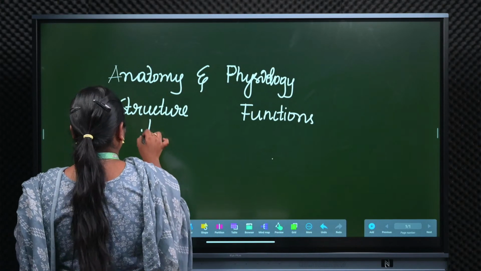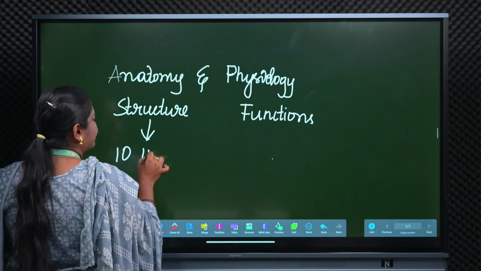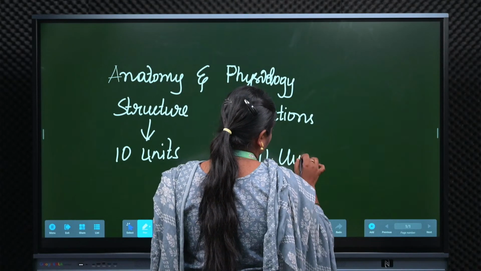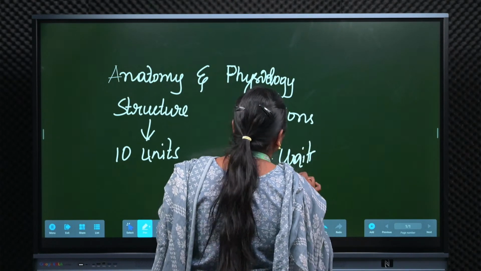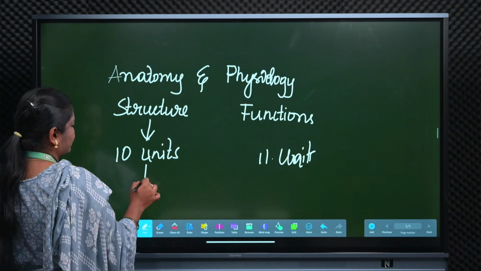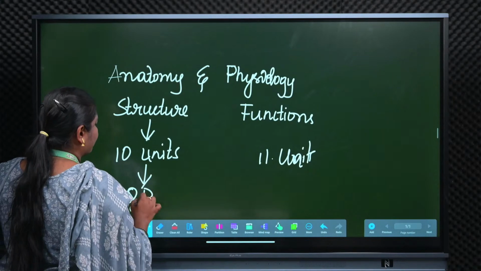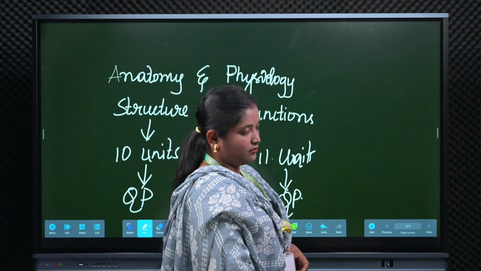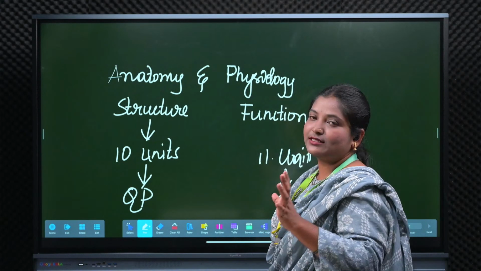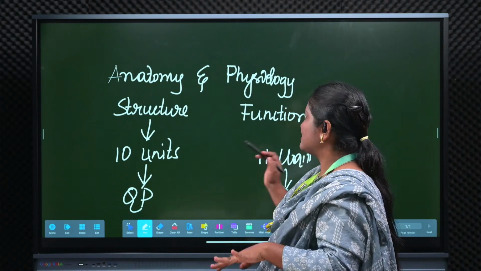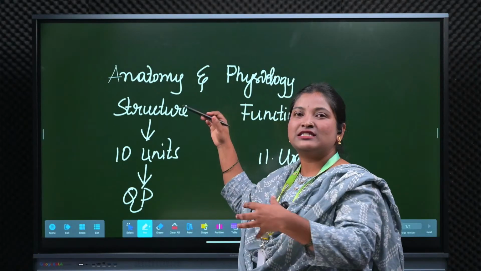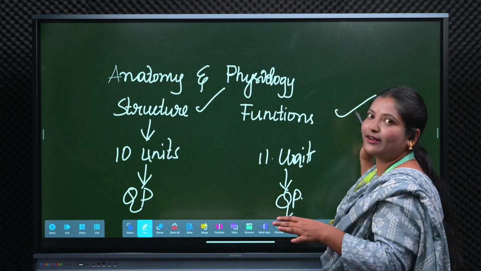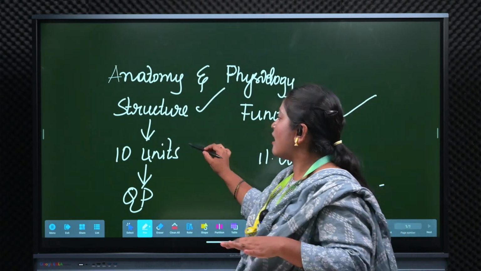So here we are having total 10 units. Here we have 11 units. The next thing we are going to study is the QP, the question paper pattern. All these things we have seen in the syllabus copy about this subject, particularly anatomy, which is going to study about the structure, that is clear. The physiology is going to tell about the functions of the human body and its organs, that is clear. Here we have the 10 units.